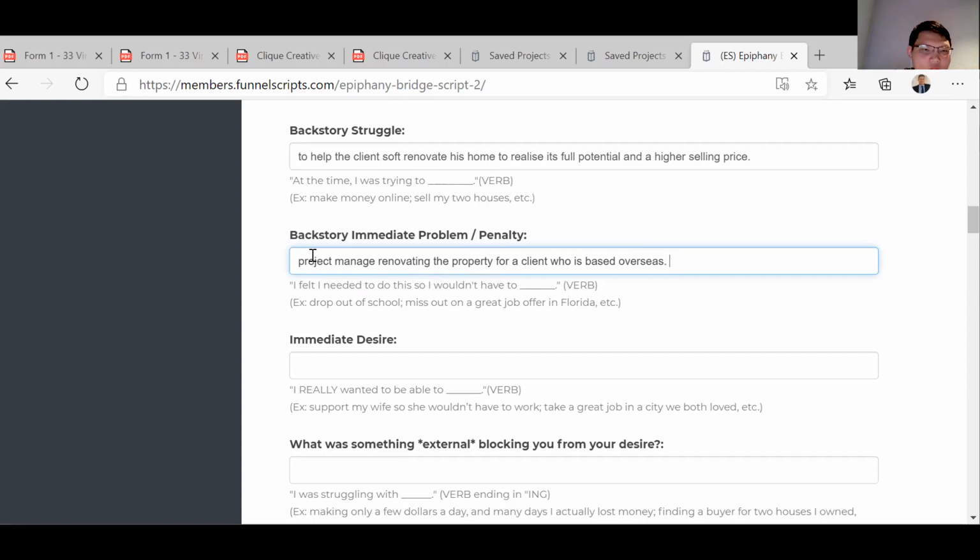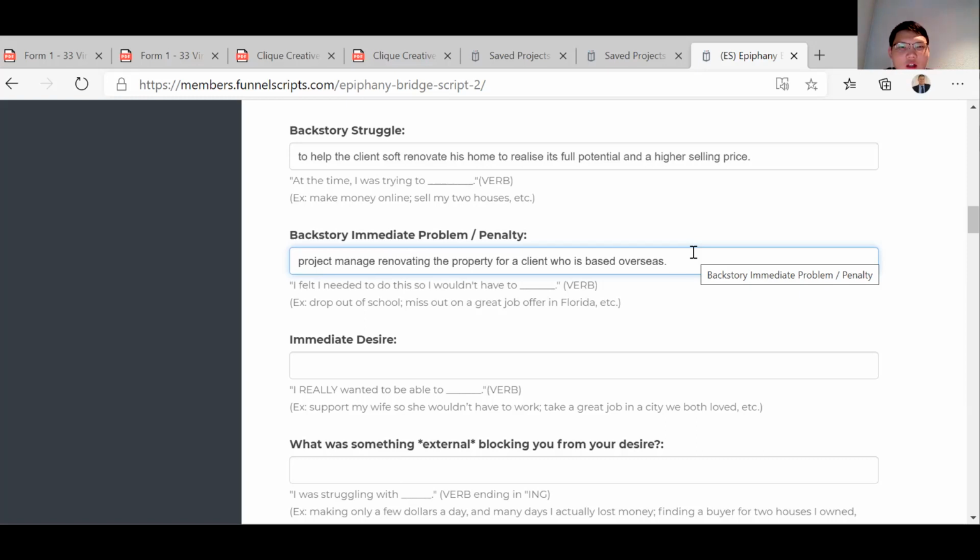So, project manager renovating the property for a client who is based overseas. "I feel I need to do this, so I wouldn't have to." Well, it doesn't really flow that well. But basically, if you don't help him make his property look desirable, just say what is the problem for that? Oh, okay. So I felt I need to do this, so I wouldn't have to what?